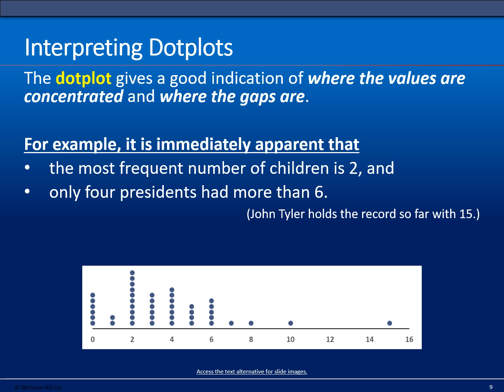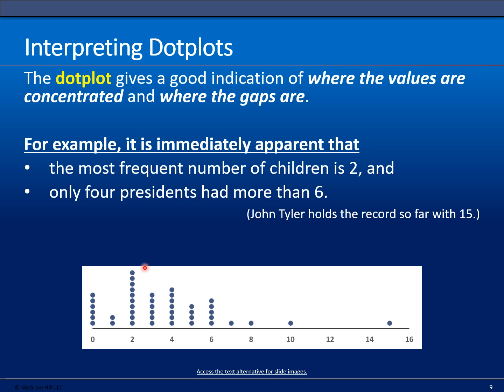The dot plot gives us a good indication of where the values are concentrated and where the gaps are. For example, it is immediately apparent that the most frequent number of children is 2. You can see that's the tallest number of dots, much like a bar graph, but each dot represents a data point. And only 4 presidents had more than 6 children. And here it actually gives the outlier. John Tyler was the president who holds the record so far.